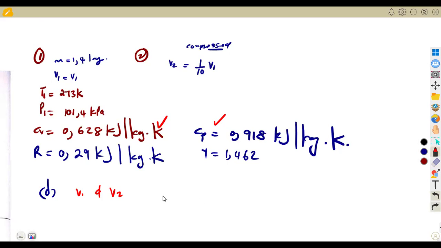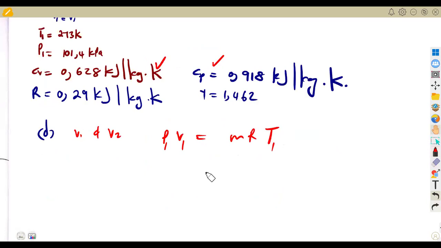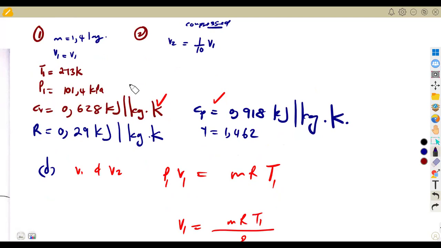So we can use PV equal to mRT. If we take T1 and P1, we can find V1. All right, so let us make V1 the subject. We just divide by P1. So volume is going to be mRT1 over P1. So that is V1. We are back to the original consideration of our gas. Our gas is at which mass?